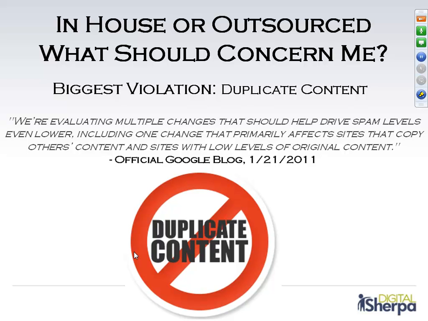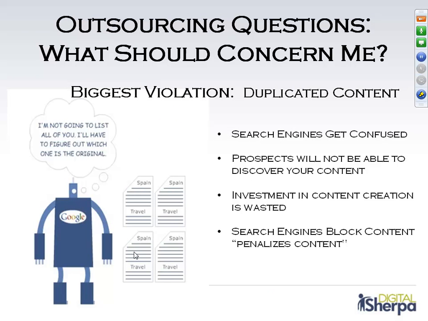And the biggest reason, and this comes back in January and they continue to change it, is from the official Google blog itself: "We're evaluating multiple changes that should help drive spam levels even lower, including one change that primarily affects sites that copy others' content and sites with low level of original content." It goes back to that rule that I just showed you a little bit ago in the 5 rules of content marketing, is that content needs to be original and unique. So if you see a low cost option, you're better off not doing it if they're going to use duplicate content. And here's why. It's because it confuses Google.